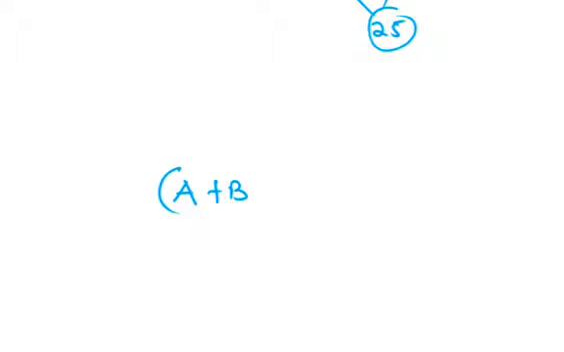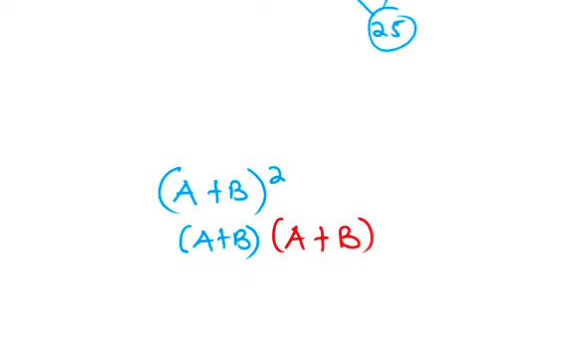Now what about this topic, the perfect square trinomial? To understand this, let's have this formula: a plus b, all squared. It means we have two brackets: the first bracket a plus b, and another bracket a plus b.